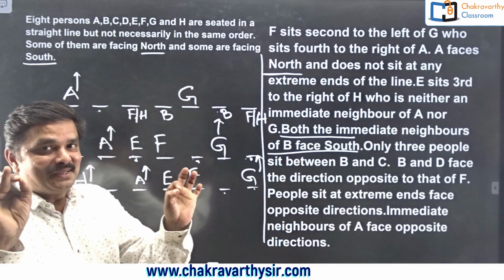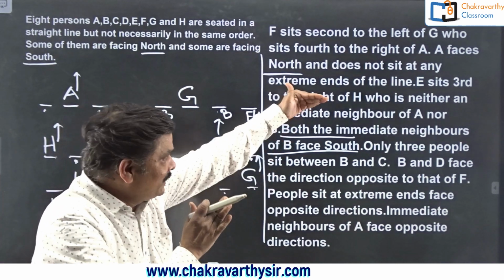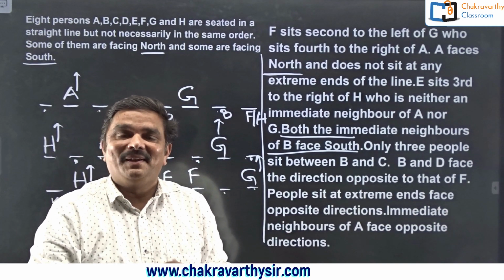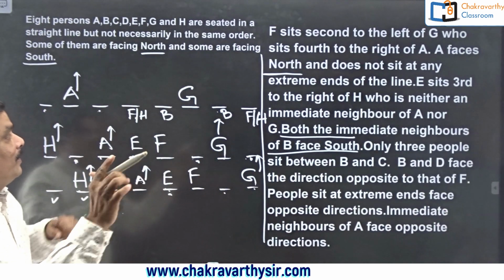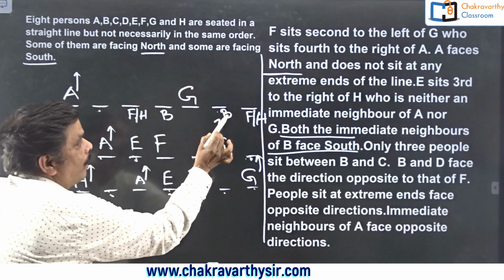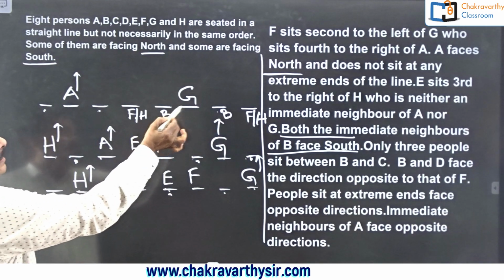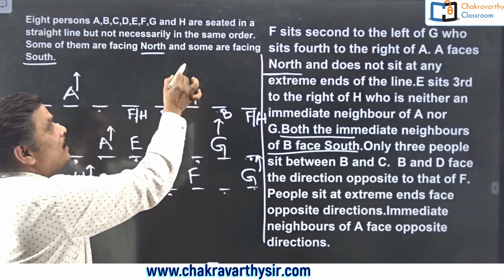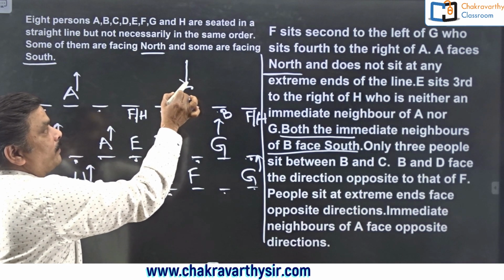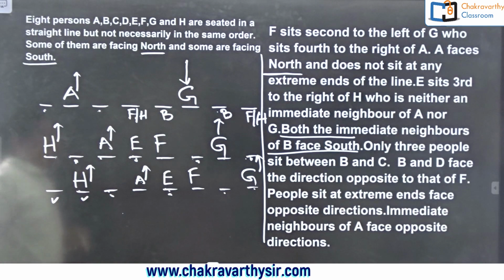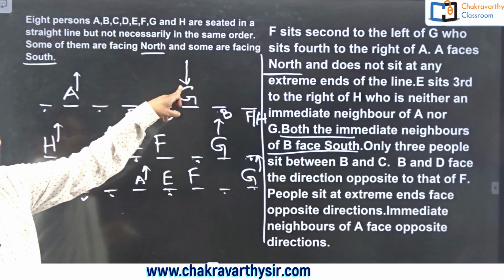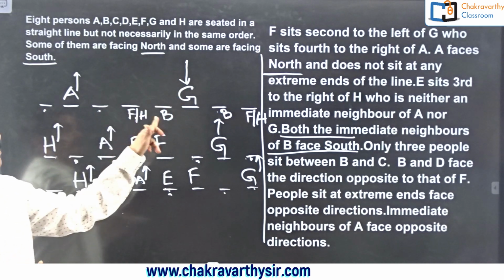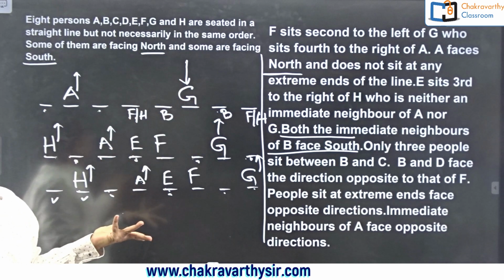Many students miss some information here. They hastily go for the next one. Don't go. Squeezing is not completed here. Why, you tell me? Here, whether B is here or here, both the immediate neighbors of B must face south. That means G must face south. Any doubt about this? If B is here, G will become neighbor. Even if B is here, G will become neighbor. In both the cases, G should face south.